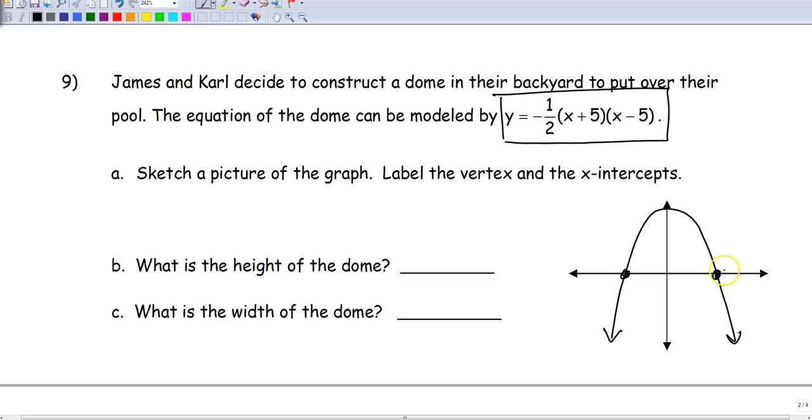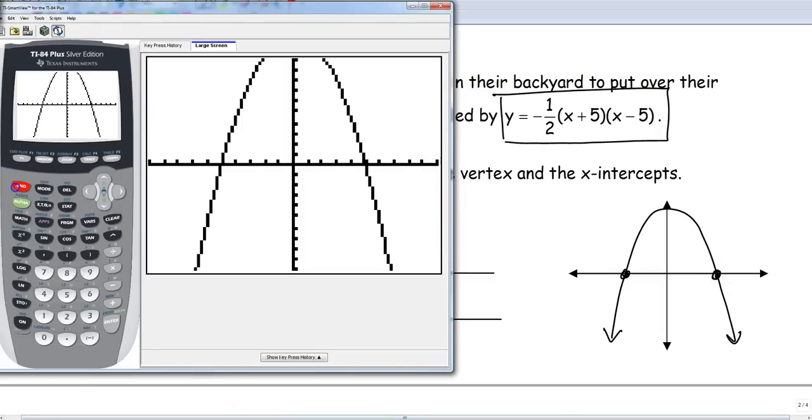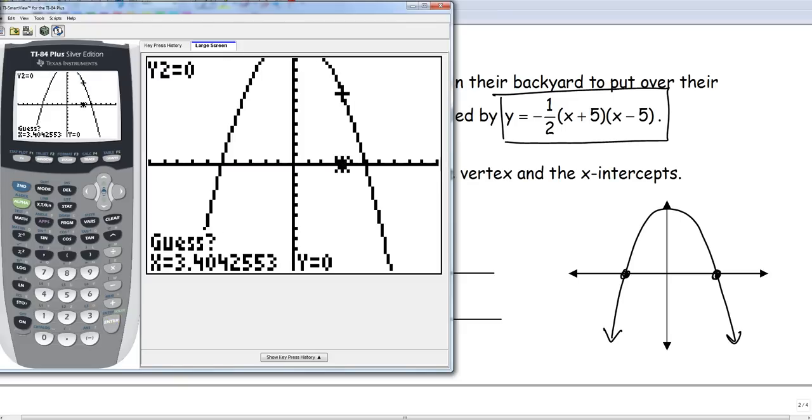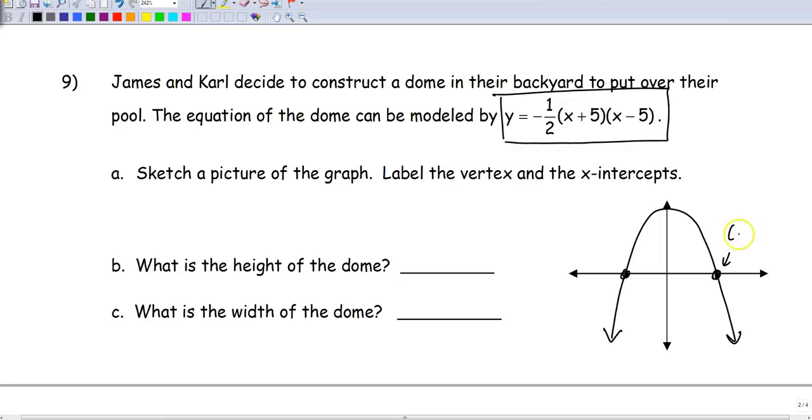Let's find our x-intercepts first. Second trace 5, move it on over. It's somewhere, there it is. Enter, enter, enter. And you should get 5, 0. If you find the one on the other side, it should be a negative 5, 0.